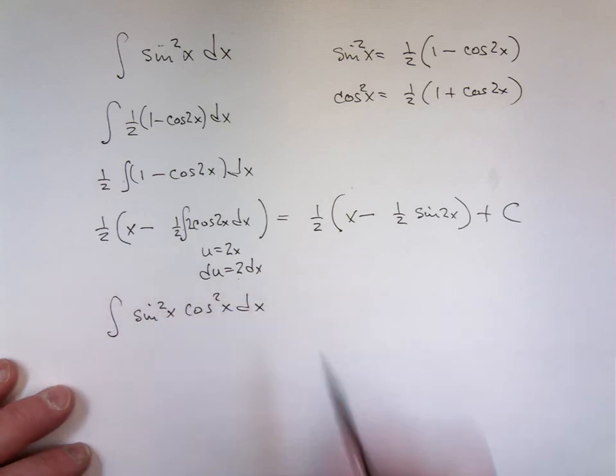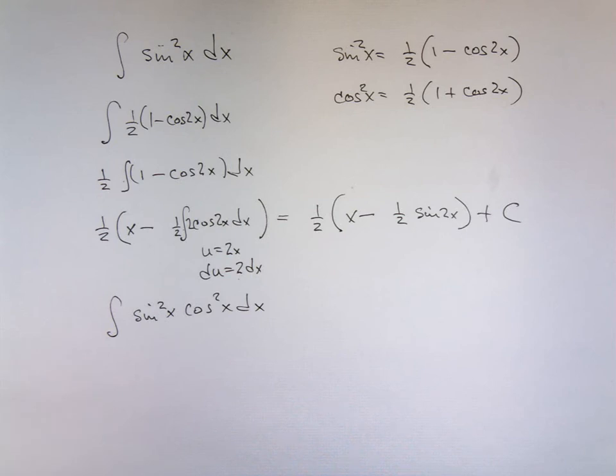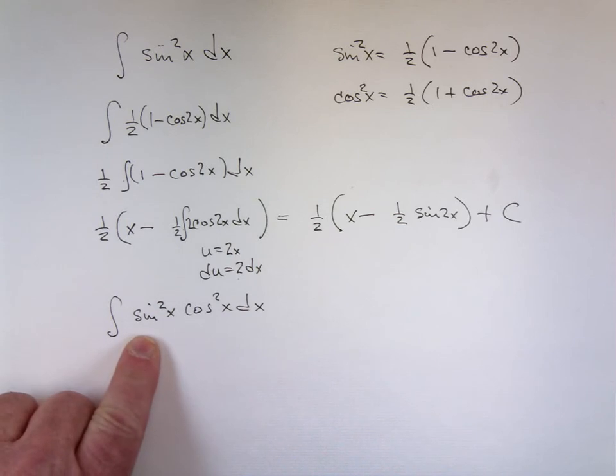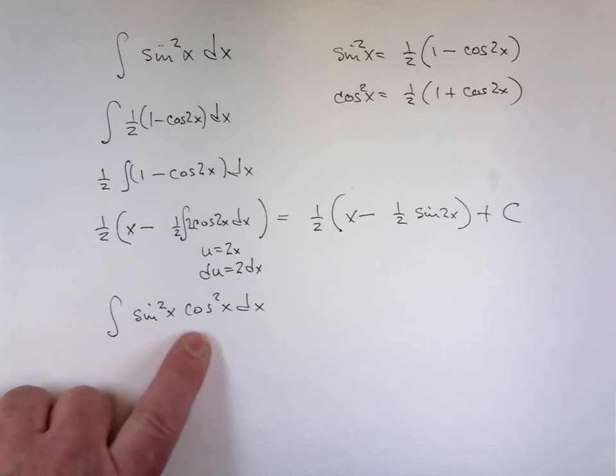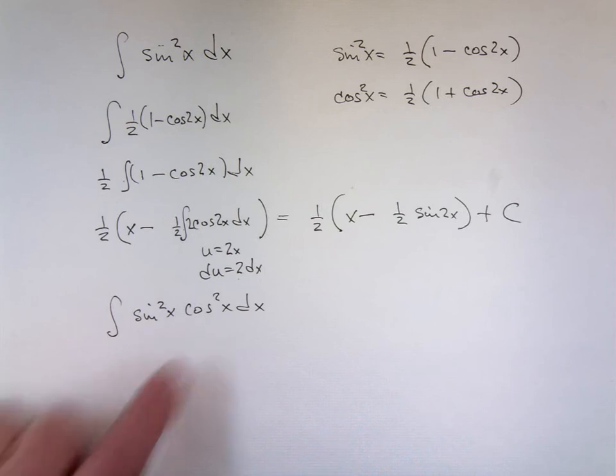Okay, here's what happens. You may say, well, why can't we take the sine squared and make it 1 minus cosine squared and then multiply it out and you get cosine squared minus cosine to the fourth. Well, the cosine to the fourth is a pain in the neck. It's cosine squared squared. Use the half angle for cosine squared. Square that, and you have to use the half angle again. There's no getting around the fact we're going to have to use the half angle twice here.